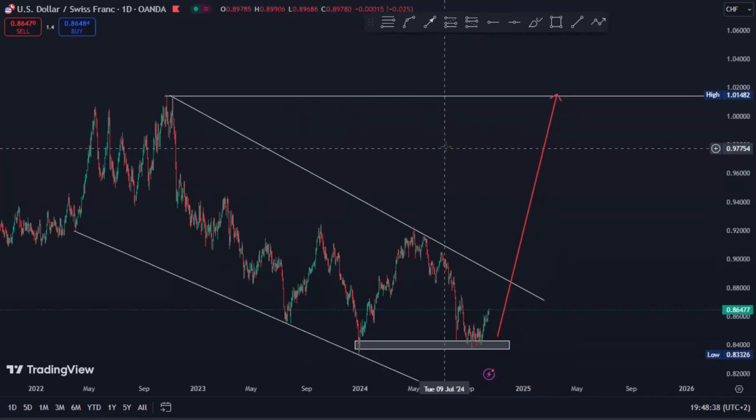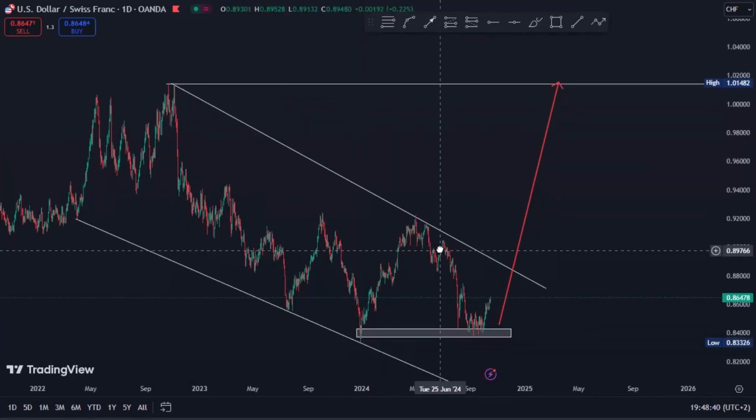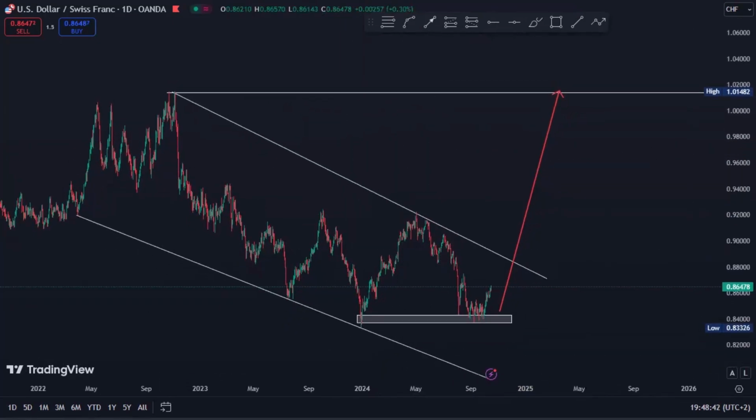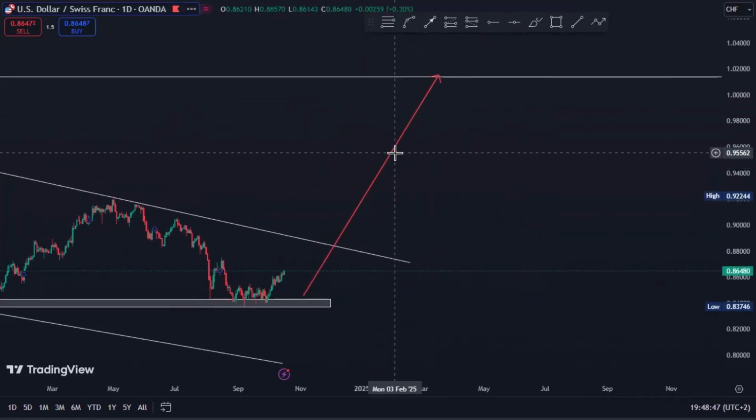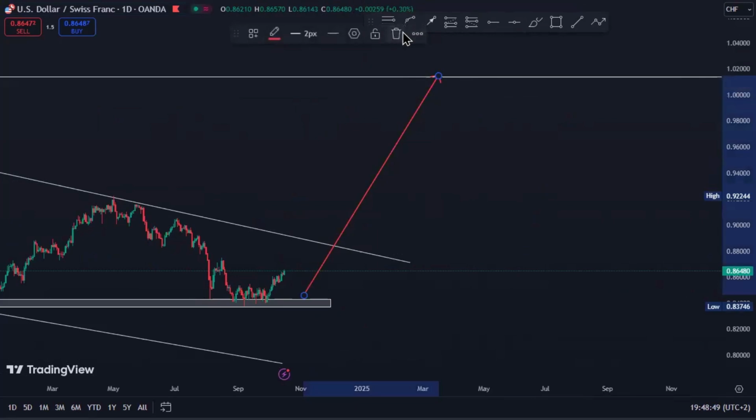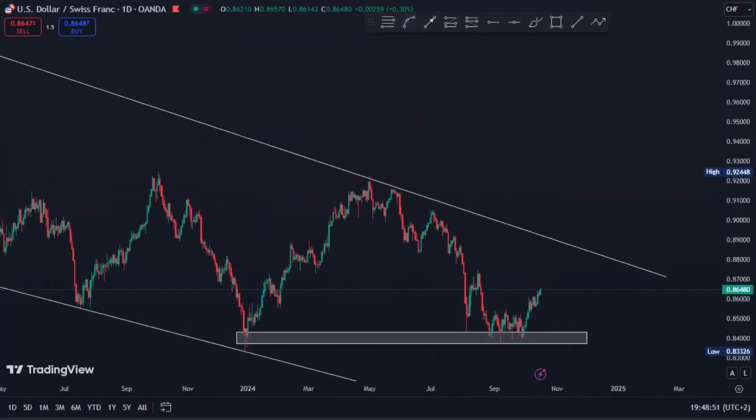Meaning we are going up, guys, something like this. So right, now that we know the direction of the market, let's see how we can get an entry from this. So let's check it.